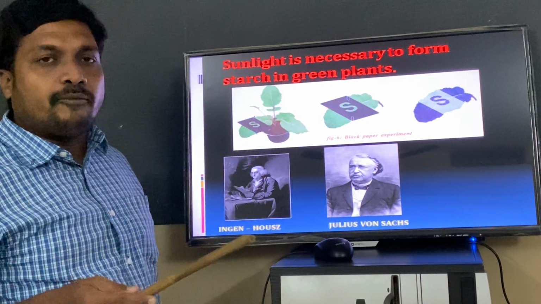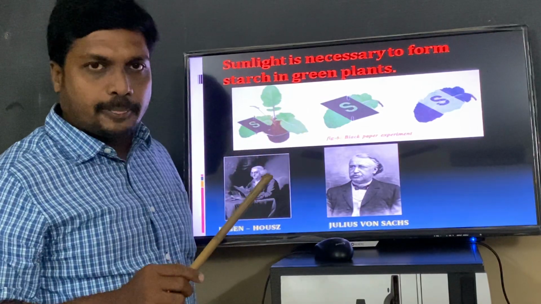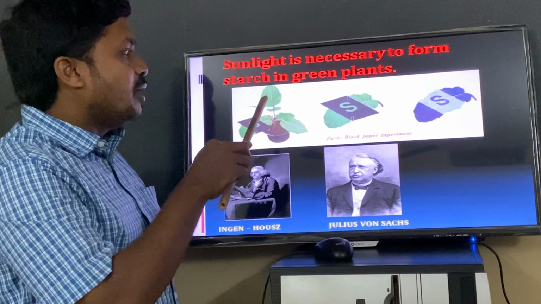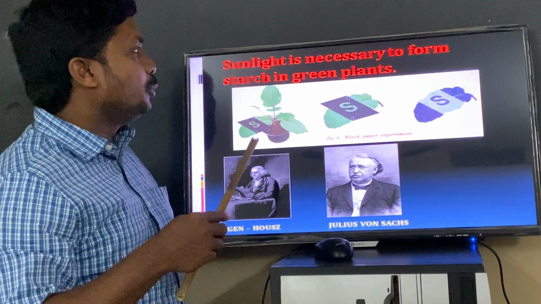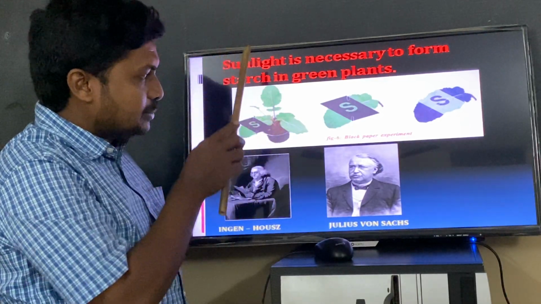Next experiment in the first lesson: sunlight is necessary to form starch in green plants. First we have to write the aim. What is the aim of this experiment? To prove that sunlight is necessary to form starch in green plants.